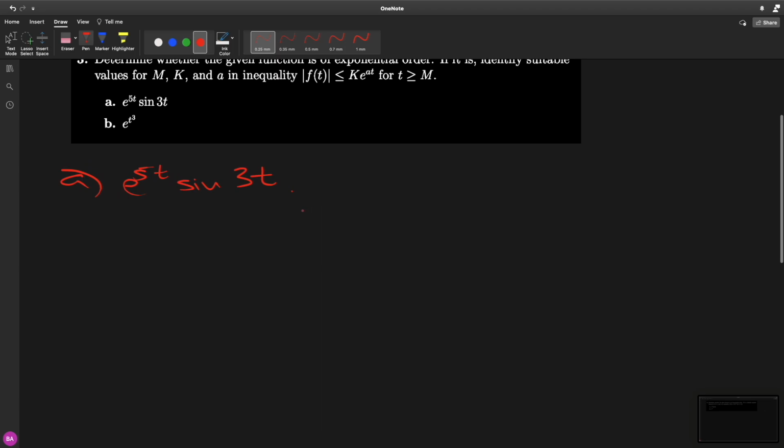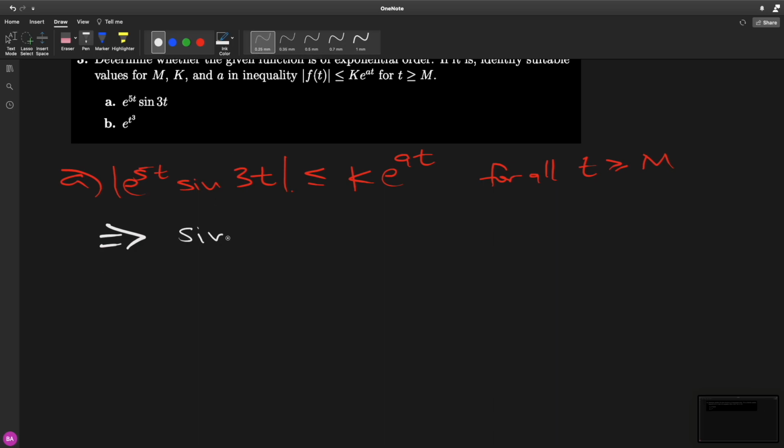So now what we want to do is find values m, k, and a such that this function f(t) is less than or equal to k e to the at. And if this is true for all t greater than or equal to m, then this function is not of exponential order. Okay, so what we can start off doing here is we know that no matter what, sine 3t is always less than or equal to 1, because the sine of any value has a range of -1 to 1.